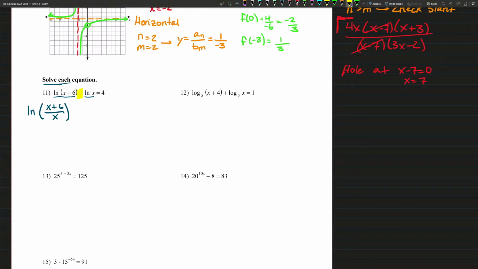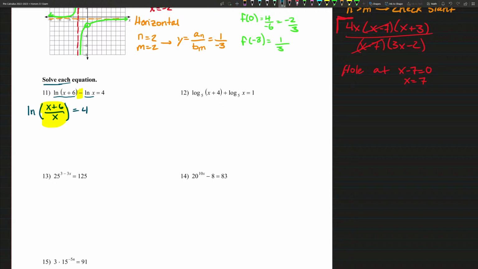Think properties of exponents. When we are dividing 2 bases, we're subtracting their exponents, right? So this is like the divide part. This is like the subtract part. They're both the same thing. Okay. And then on the right, we're just left with 4.